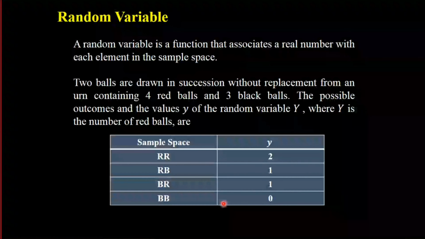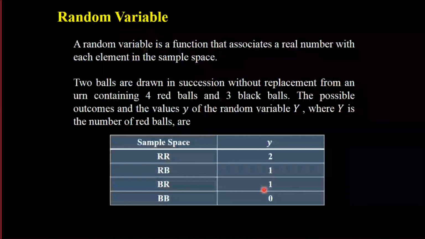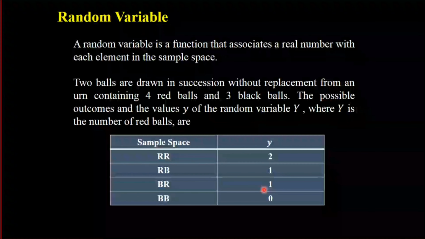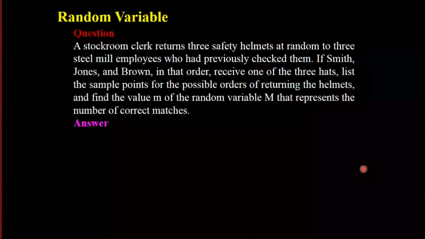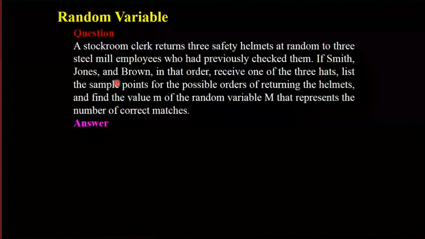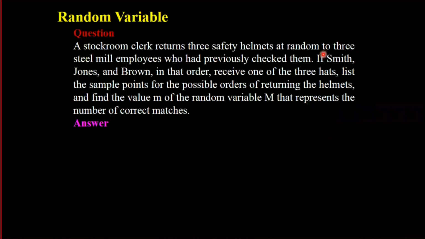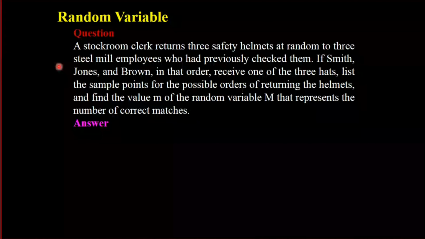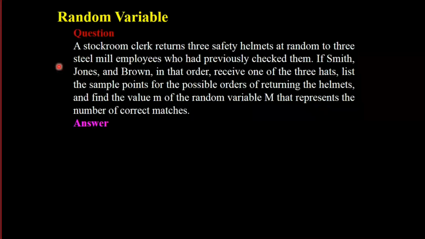Understood how we are writing random variables, how we are doing that? If it is clear, then the next concept is there that we have to see. So one question we have is, a stockroom clerk returns 3 safety helmets at random to 3 steel mill employees who had previously checked them. Clearly understand the problem, you have to tell the answer. Then we will discuss what will be the answer.